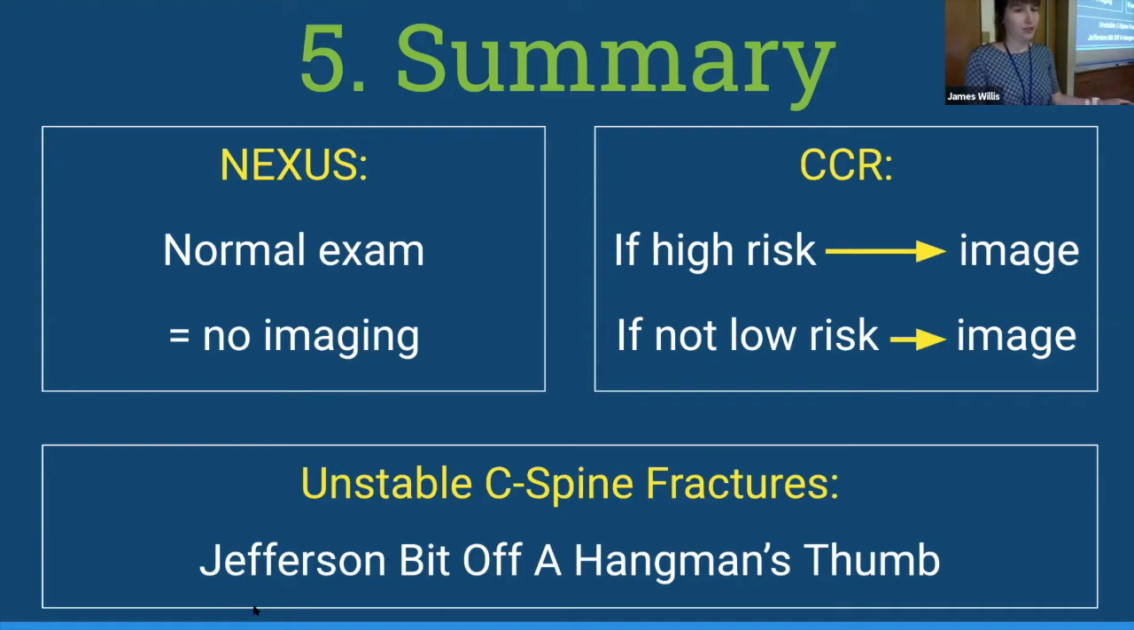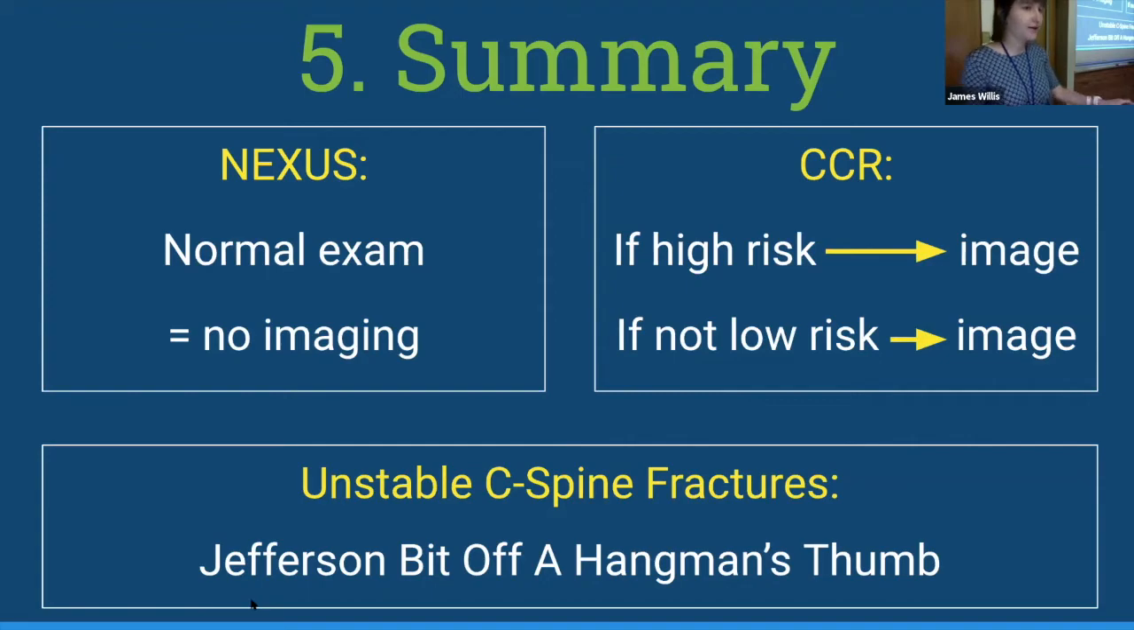With these, we have to remember our exclusion criteria. It can't be used in kids, and it can't be used in older people, over 60 for Nexus, over 65 with CCR, you're just going to image anyway. Can't be used with direct blows to the neck and can't be used with penetrating trauma to the neck.